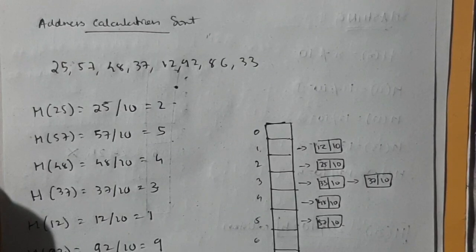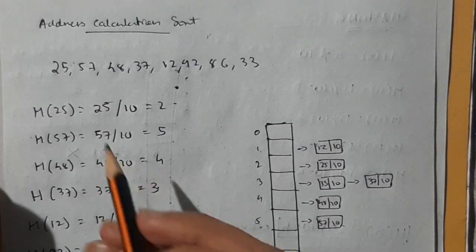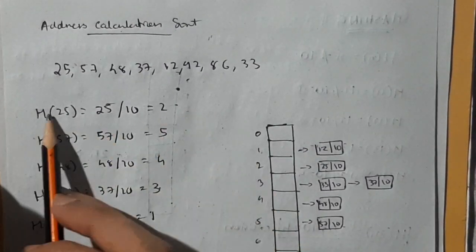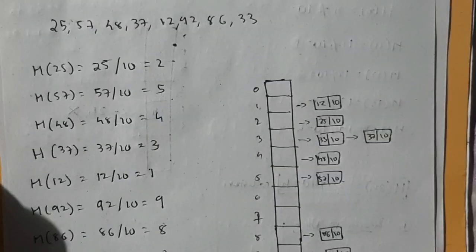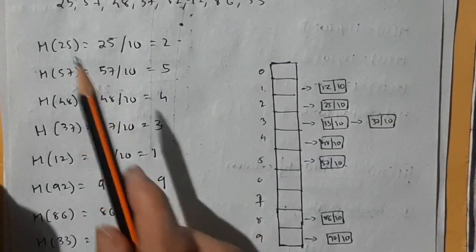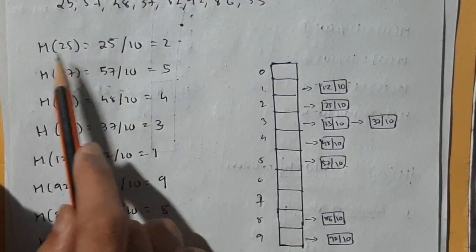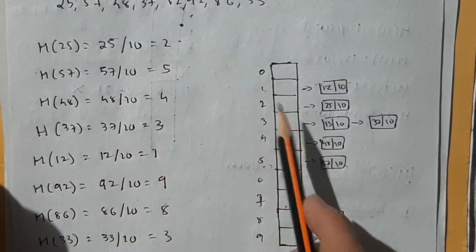The third type of sort is address calculation sort. It also uses this hashing technique. See, if you have to store all these numbers in a box, like this list, 25 divided by 10 is 2, so it will be stored at the second position.